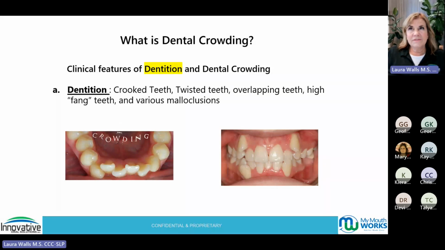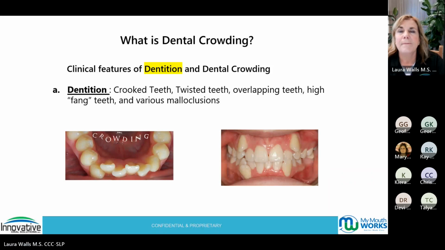So the clinical features of dentition, you guys know, it's crooked teeth, twisted teeth, overlapping teeth, high fang teeth. And here's a couple pictures that show that. But again, I want you to think about, how did the teeth get like that? Do you think it's only genetics? So from my experience over the past 30 years, when you're looking at crowding like this, and you see these lower incisors, and you see one pulling back and one pushing forward, that's showing a reverse swallow.